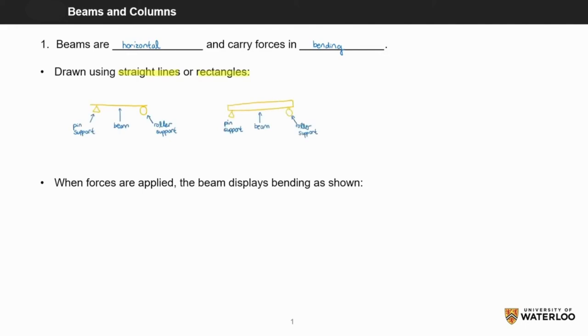When we represent a beam with a force being applied on it, we draw the beam to depict bending, as shown. Although this drawing is exaggerated, it provides the general idea of how a beam carries forces. Again, we can draw with either straight lines or rectangles. On the next slides, we have a couple examples of beams we can analyze.